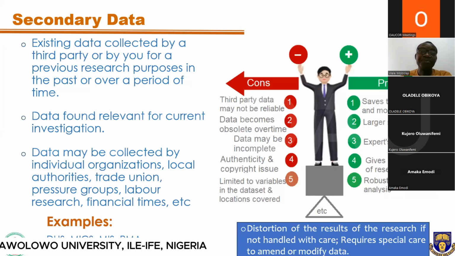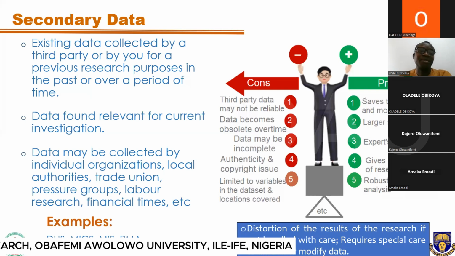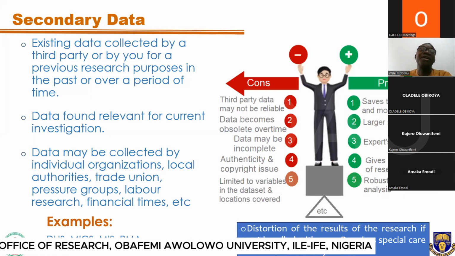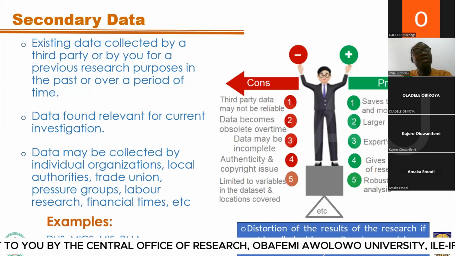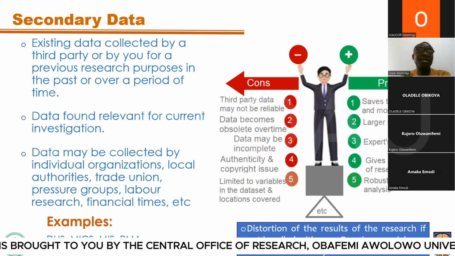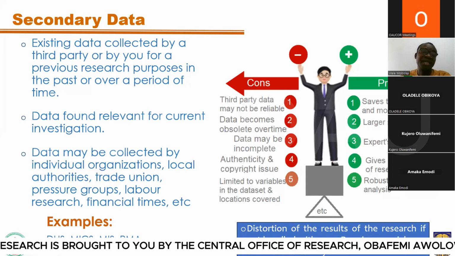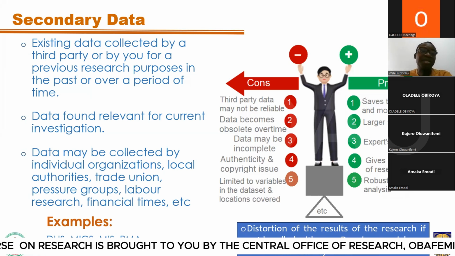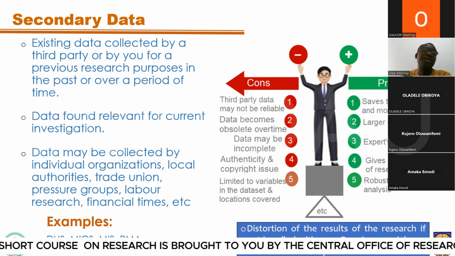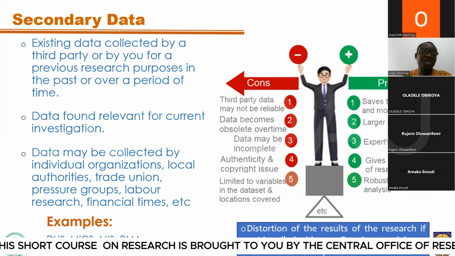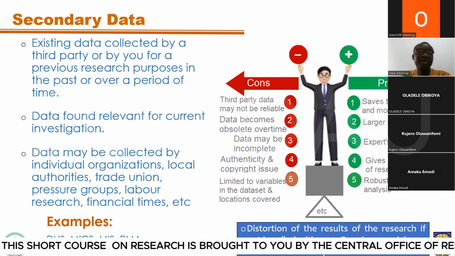Now, for secondary data, it's the data that already exists and was collected by a third party, and sometimes could be by you. It could be that you are the one that collected it, but it was not for this current study. Sometimes it's collected by a third party, and you now find it useful in addressing the objective of your research. So this kind of data, the data you get from another source, has its pros and cons as well.